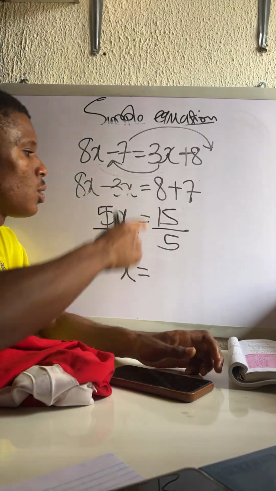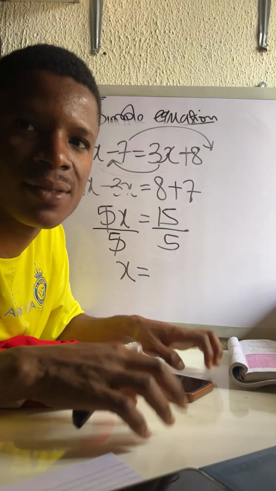So do 15 by 5. What's 15 by 5? Let's write the answer in the comments.